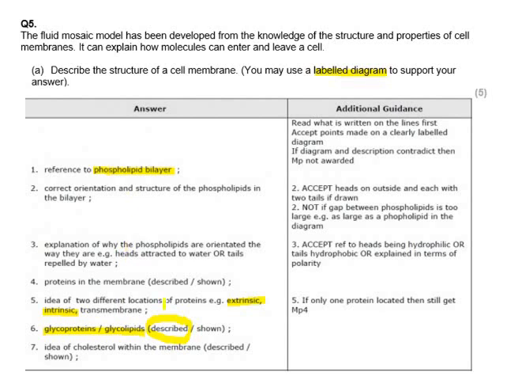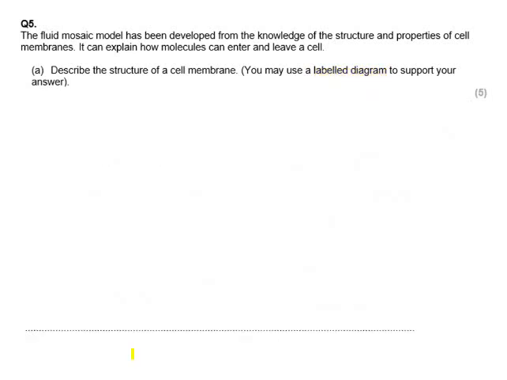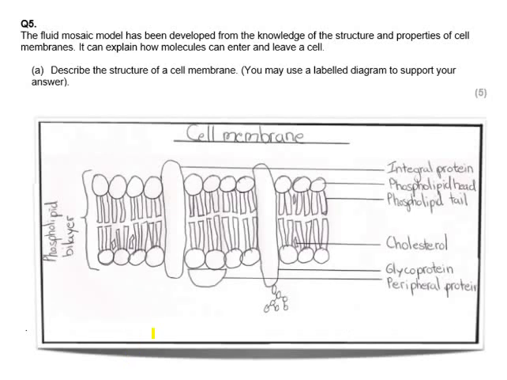Those of you who have chosen to just write this as an answer would have probably gotten about 3 marks, but the other 2, because you just mentioned that there are glycoproteins and cholesterol, you wouldn't have gotten unless you say exactly where they are. So the easier thing to do here is to draw it. So this person has drawn a phospholipid bilayer and labeled it.